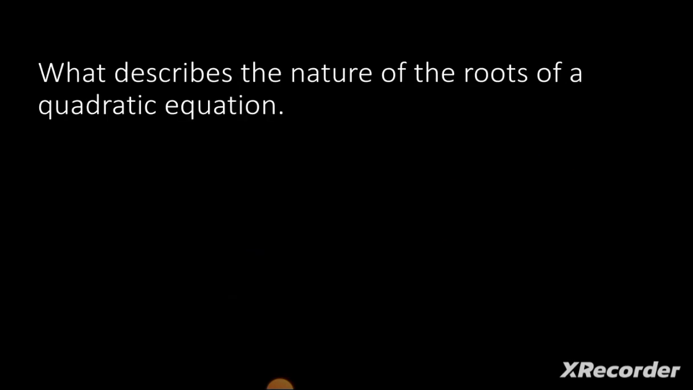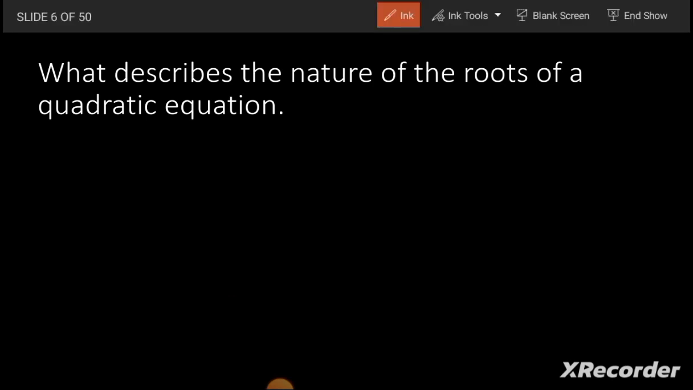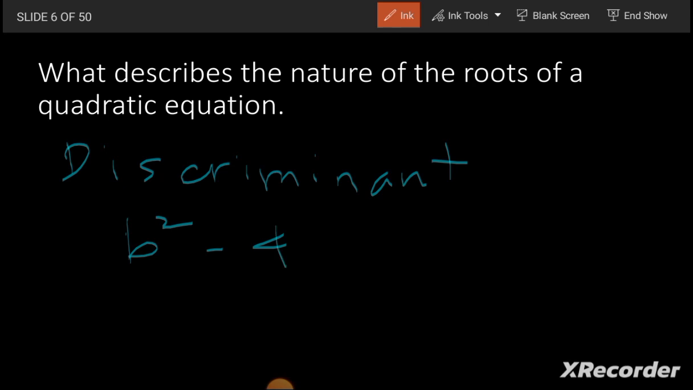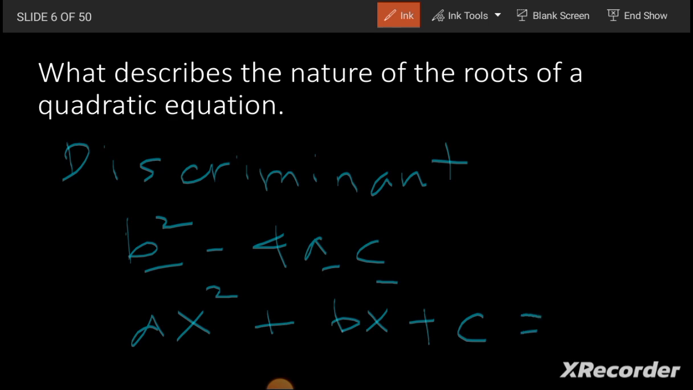Next question. What describes the nature of the roots of a quadratic equation? The nature of the roots of a quadratic equation can be described by the discriminant. What is the discriminant? The discriminant is the term used for b squared minus 4ac, where a, b, and c can be obtained from the general form of the quadratic equation ax squared plus bx plus c equals 0.